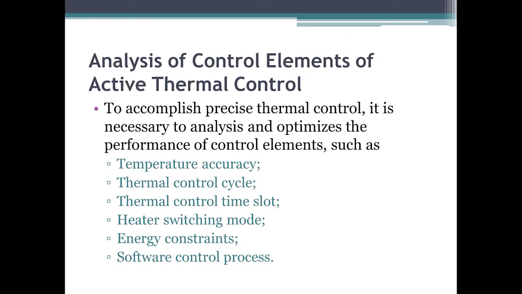First, we must do the analysis of control elements of active thermal control. To accomplish precision thermal control, it's necessary to analyze and optimize the performance of control elements, such as temperature accuracy, the thermal control circle, the thermal control time slot, the heater switching model, and the energy constraints. Based on these control elements, we can finally decide how to design the software control process.